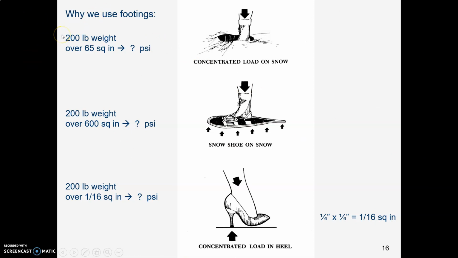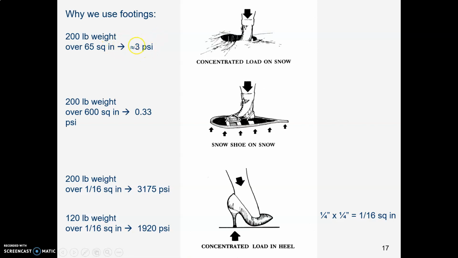If you take the 200 pounds and spread it over 65 square inches, you get about 3 psi, 3 pounds per square inch, falling through the snow. If you spread that 200 pounds over a snowshoe, you have only 1/3 of a psi, 1/3 of a pound per square inch. If you take that 200 pounds and you concentrate it into that little tiny heel in the high heel, suddenly, go ahead and do the math with your calculator, 200 divided by 1/16, you'll get 3,175 psi.